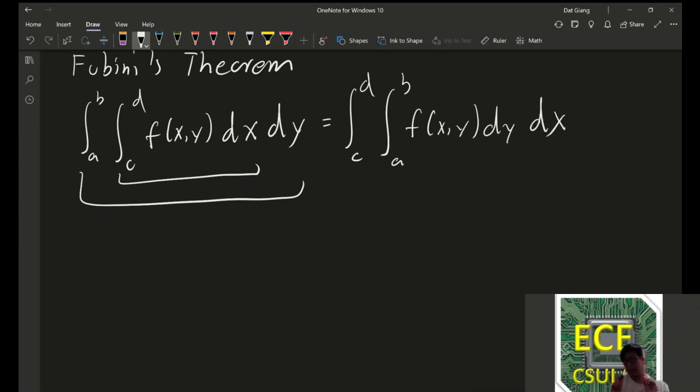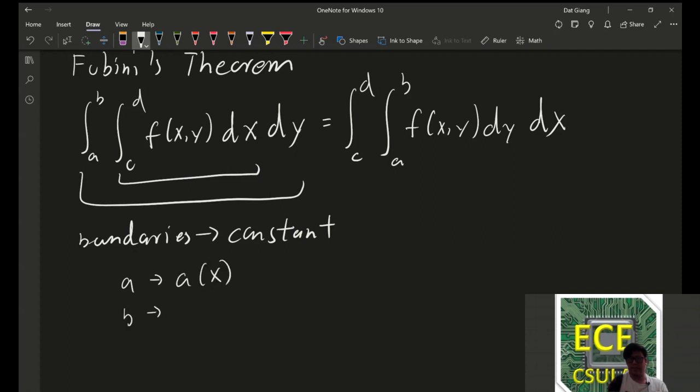Now, the only exception to this is that these boundaries have to be constant in order for that to happen. If it happens that the boundaries are based off of a function of another set of variables, like for example, a was dependent on, let's say, a of x, and b was dependent on b of x, then we can't apply Fubini's theorem in this situation. But in general, when we have constant parameters, then Fubini's theorem always can apply.